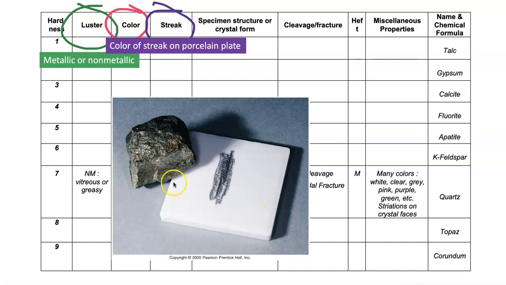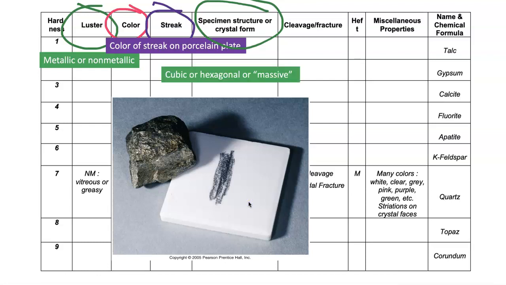Here's an example. Here's a mineral that's brassy colored, and the streak is black. So the streak actually is different than the color of the mineral. The streak can be really useful for identifying minerals. Next, we're going to look at the specimen structure or the crystal form.